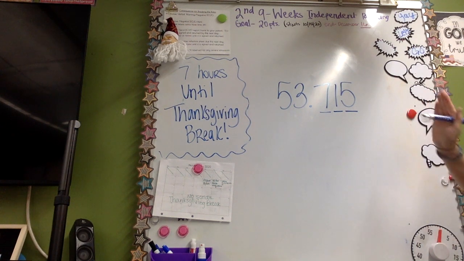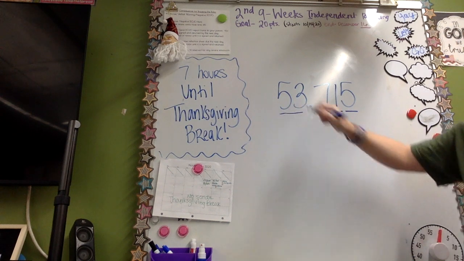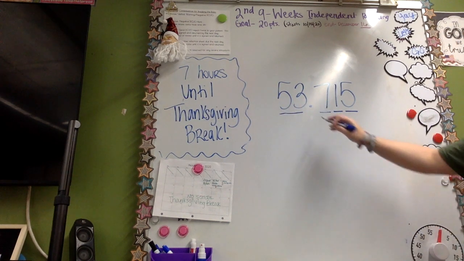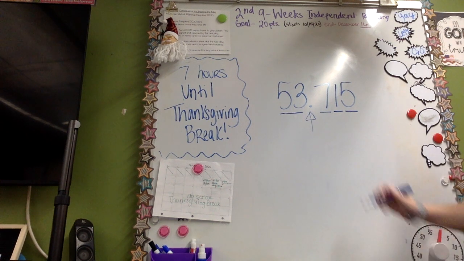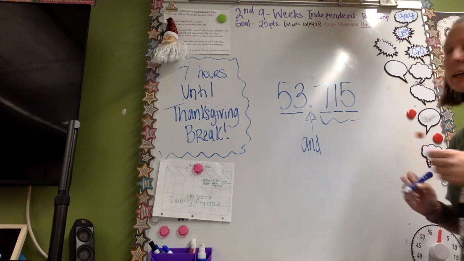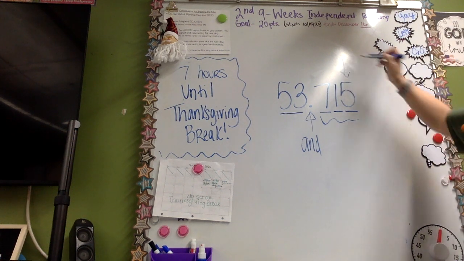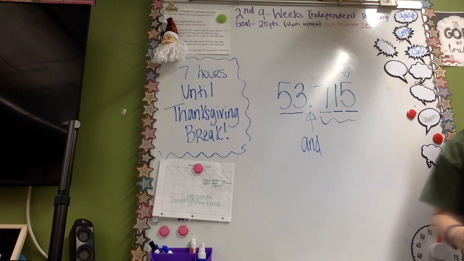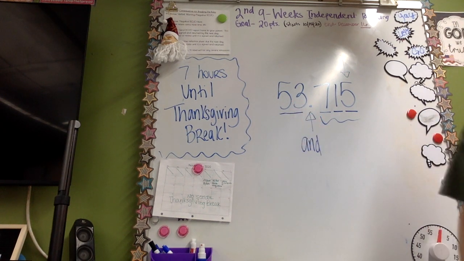Okay, so real quick, when you read and write a decimal, whole number first. What do we say in place of our decimal? And. Then you read your entire decimal, and then you do your last place value, which in this case is thousandths.